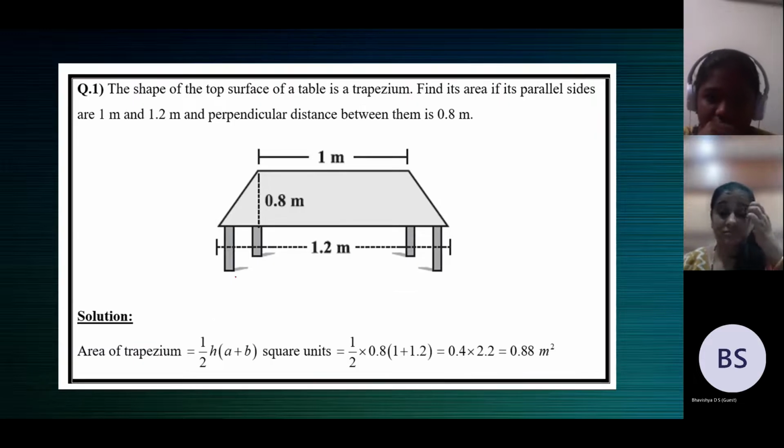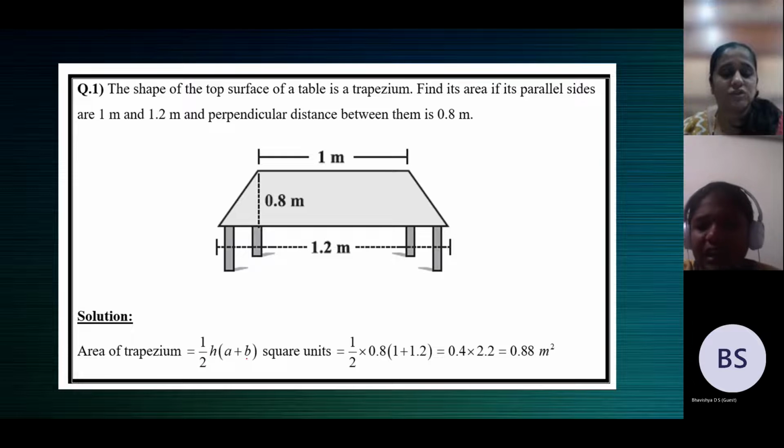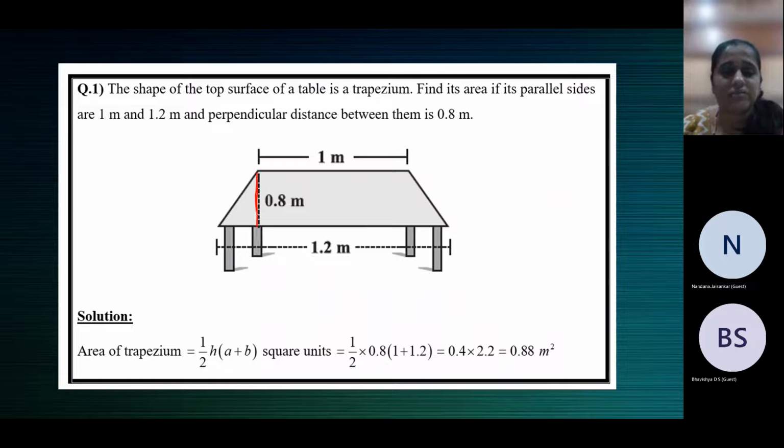See here, children. So the area of a trapezium is equal to half h into a plus b, or half into a plus b into h, square units. So half into, see, h is the distance between the parallel sides, 0.8. A and b are the lengths of the parallel sides, 1 meter and 1.2 meters.